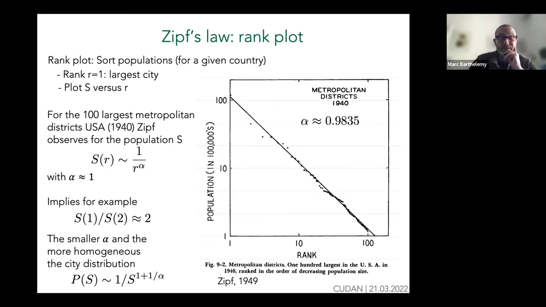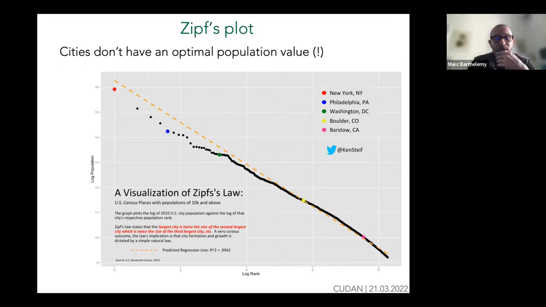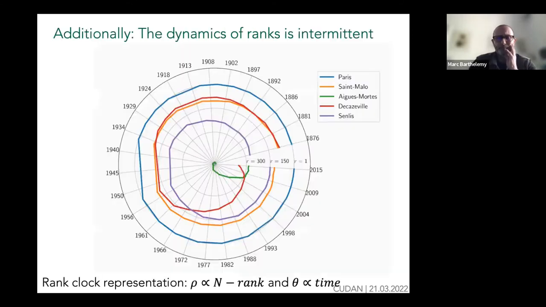And the point is, how can we understand this relation? Here's another case. This is in the US. It's not a perfect line, but you see there is a nice regularity between population and rank. And this is the first problem: how can we explain this Zipf law?